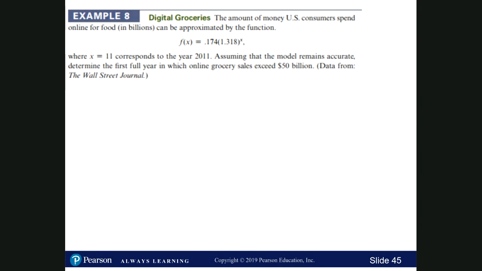Now going back to the other problem, example 8. And so we have here that x equals 11 corresponds to the year 2011. So now x is representing the year, and y, or f of x, the output, is going to be representing the amount of money spent in online groceries.